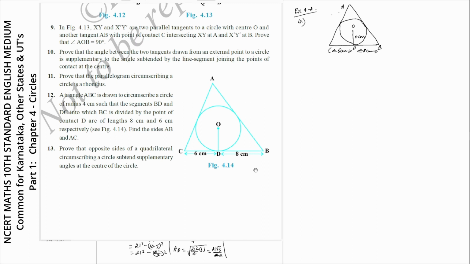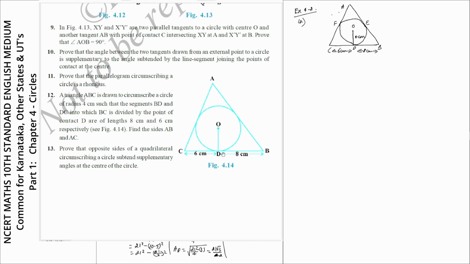Question number 12. A triangle ABC is drawn to circumscribe a circle of radius 4 cm such that the segments BD and DC into which BC is divided by the point of contact D are of lengths 8 cm and 6 cm respectively. Find the sides AB and AC. So in this triangle you can see D is the point of contact of side BC to the circle, and let E and F be the points of contact of sides AB and AC. Okay, I'll write that.